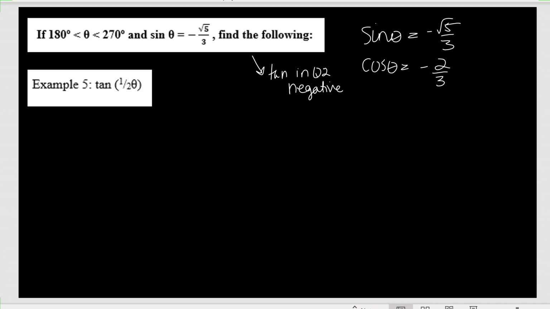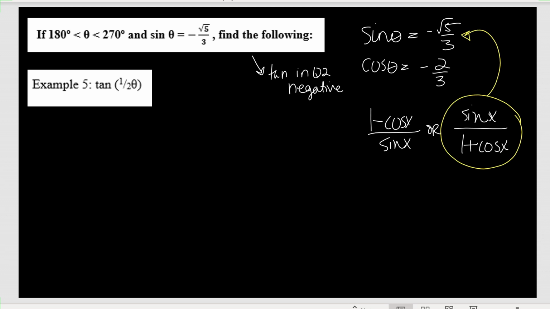Alrighty, we got it. For tangent, we have those two different formulas, and we're going to use the one that's easier for us. We have 1 minus cosine of x divided by sine of x, or we have sine of x divided by 1 plus cosine of x. All right, so it truly doesn't matter. I'm going to choose to use the one that puts sine in the numerator because it has a radical. If it didn't have a radical, it wouldn't matter one bit.